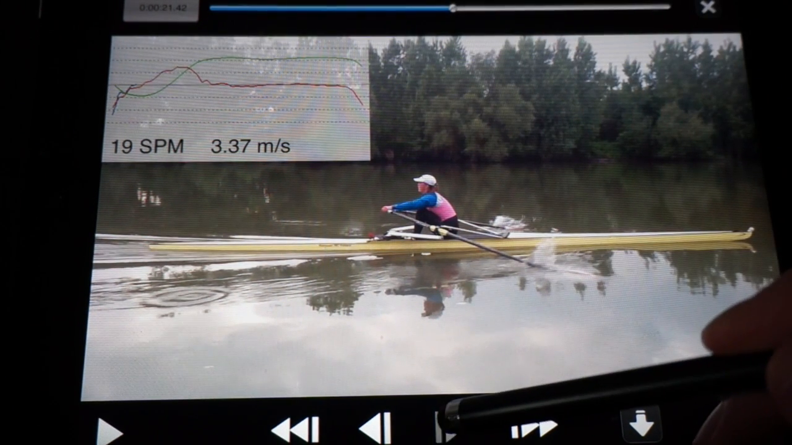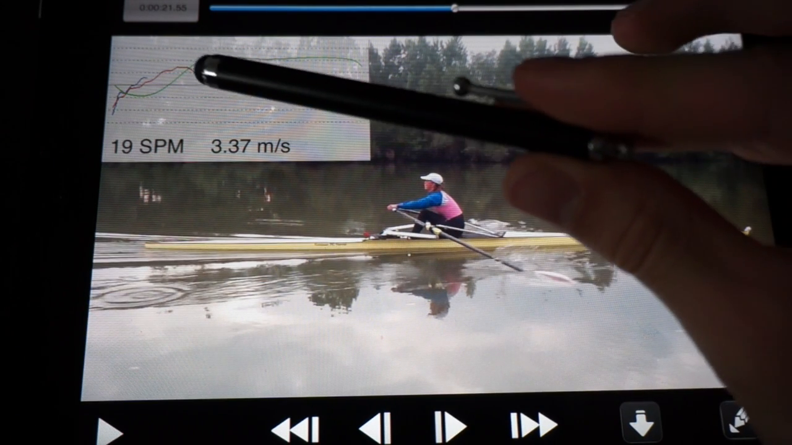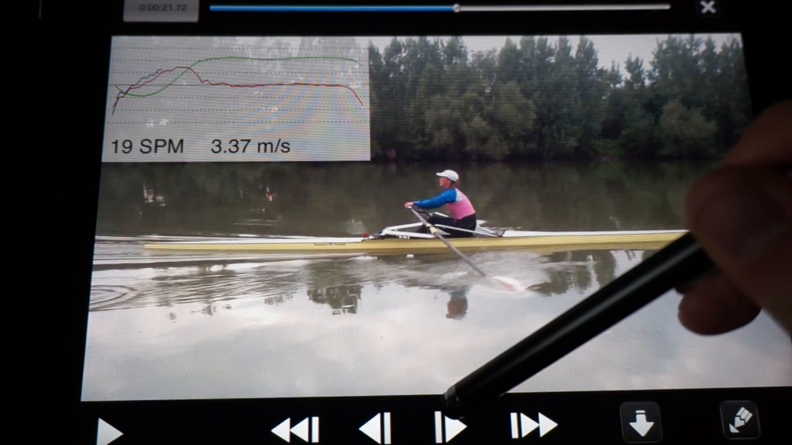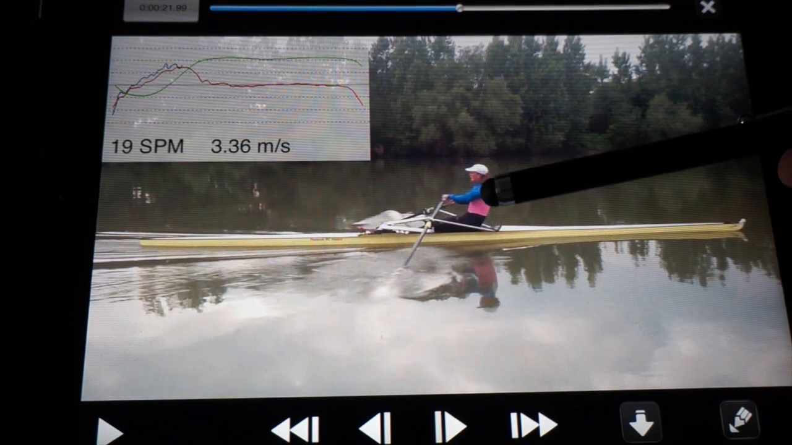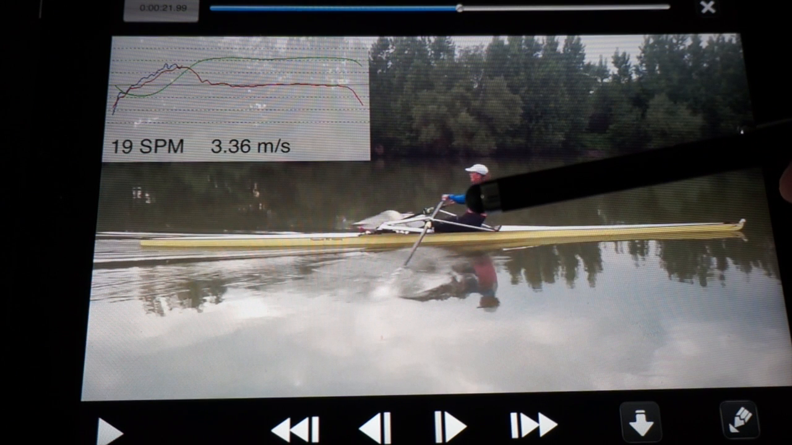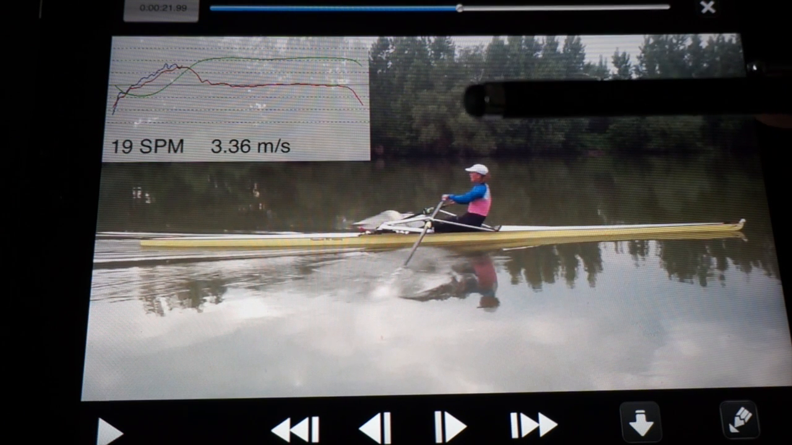In the drive phase, what we can see is that the boat's accelerating. So that means it's getting faster, which you can see by the rising green line as well. So you're seeing, okay, the boat's getting faster. Then somewhere in the middle of the drive, basically as you're finishing the leg drive and starting to pull with your upper body and arms, what happens there is that we see the peak acceleration.